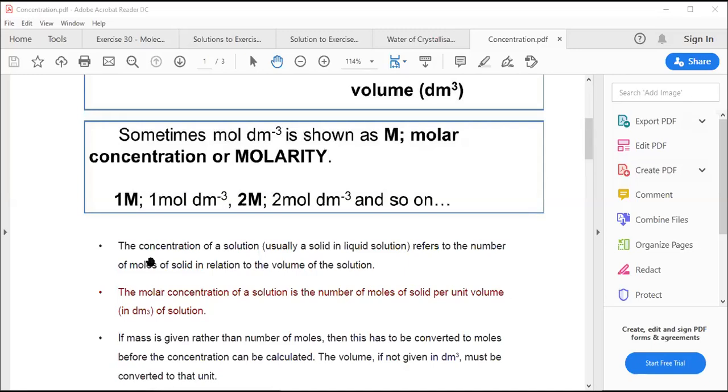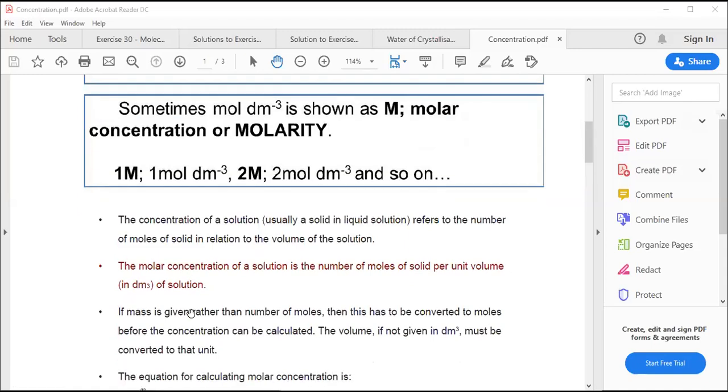Right. So the molar concentration of a solution is the number of moles of solute per unit volume in cubic decimeter of solution. Please, can you write this alternative definition here, the one written in maroon here?